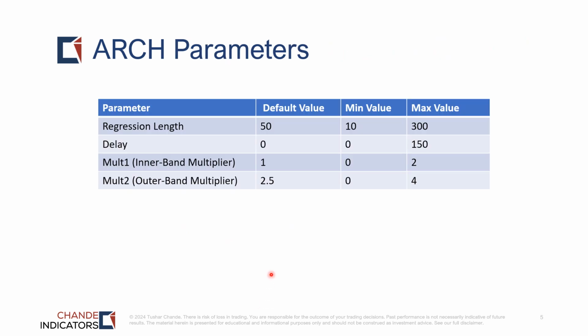These are the default values for the ARCH parameters. The default regression length is 50 candles or 50 bars. The delay is 0, i.e. it uses the data up to the most recent candle. The inner band multiplier is 1x and the outer band multiplier is 2.5x.